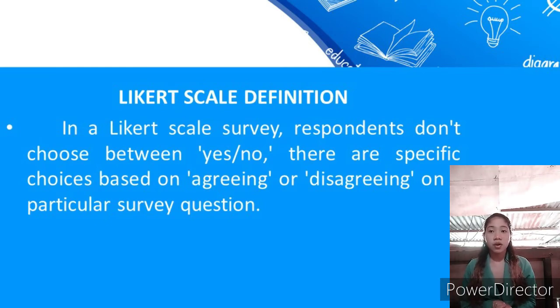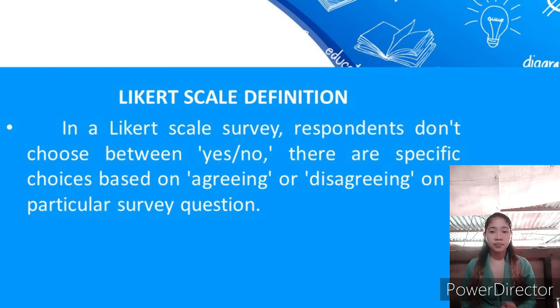Then let's move on to the Likert type of scale. So the Likert scale question is a psychometric scale where questions based on the scale are used in a survey. It is one of the most widely used question types in a survey. In a Likert scale survey, respondents don't choose between yes or no. There are specific choices based on agreeing or disagreeing on particular survey questions.